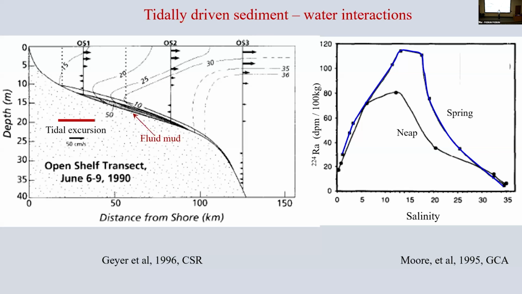The tidal excursion on the Amazon shelf is about 30 kilometers. So every tide, parcels of water go back and forth 30 kilometers, generating fluid mud on the seabed, which is partly responsible for the injection of radium and other nutrients into the water column.